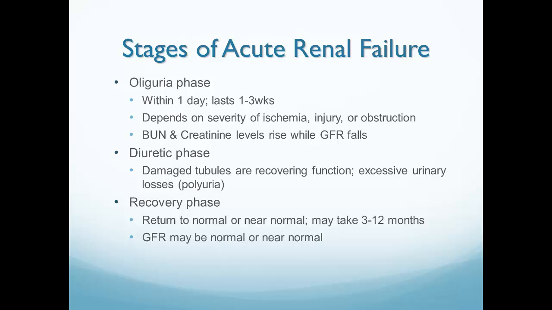Next, we move into the diuretic phase. In this phase, the kidneys are just kind of opening up and letting stuff fall through, not really filtering. The patient is going to develop a large amount of urine output. So we went from oliguria to a large amount of urine output.